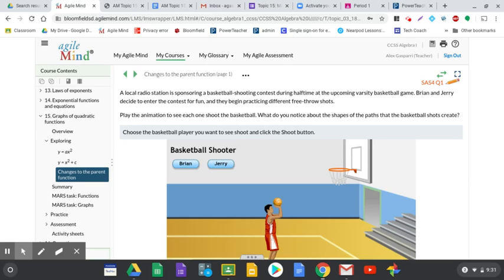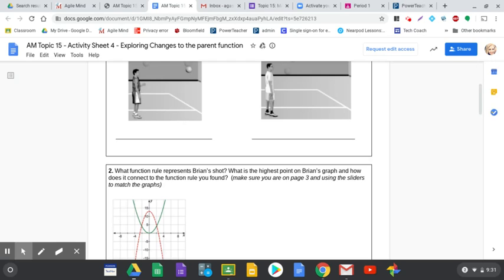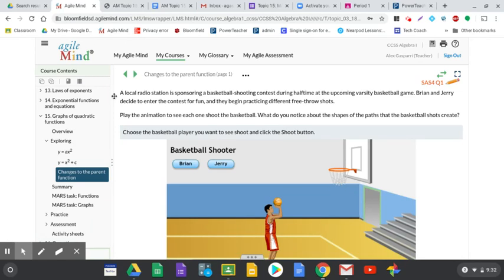Hi guys. All right, so let's move on to student activity sheet 4. So you should be on SAS 4. Here's the digital copy. Or if you're in your workbooks, we should be on page 559. In Agile Mind, make sure you're going to My Courses, topic 15, Exploring, and we're on the changes to the parent function.